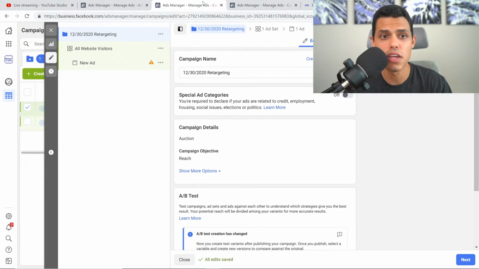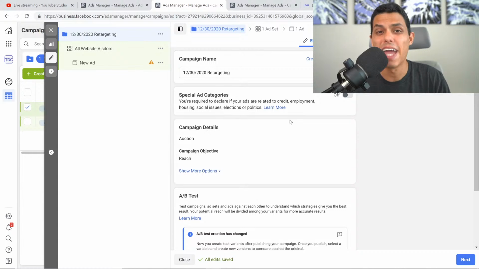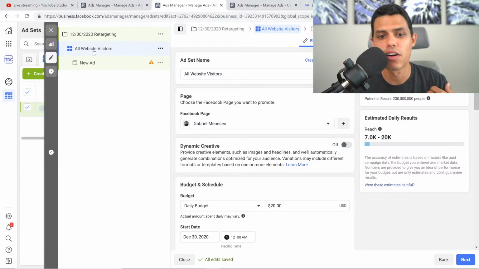So right here what we do is we create a retargeting campaign, specifically a day after we start running our first campaign. So you create a reach campaign. You click the green button and create a reach campaign. Put your name, your date, and then go ahead and turn off the campaign budget optimization. And then we create our first campaign.